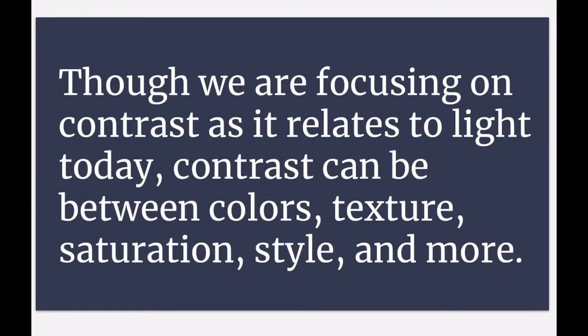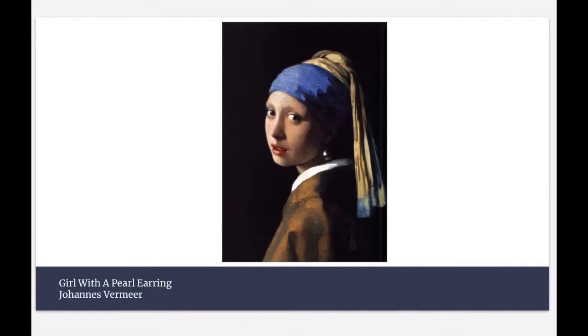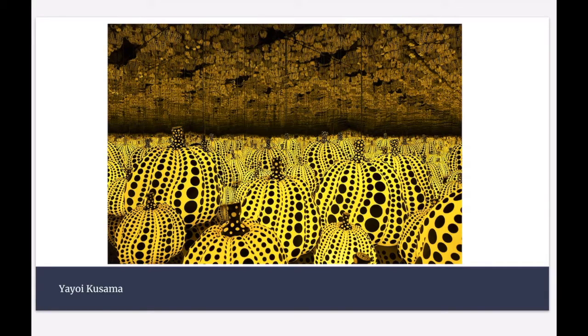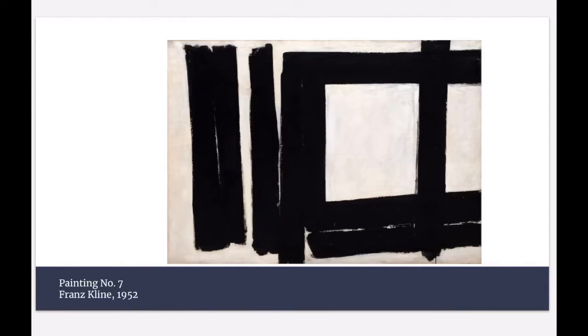As I mentioned, even though we're talking about light today, that doesn't mean that contrast is limited to that. Contrast can be between colors, texture, saturation, style, and more. For example, this piece right here has contrast. We have lots of darks, but we also have some highlights. This piece by Yayoi Kusama also has contrast, as well as this piece here by Franz Kline. Contrast can be used in a variety of ways, but today we're focusing on contrast in terms of light and shadow.